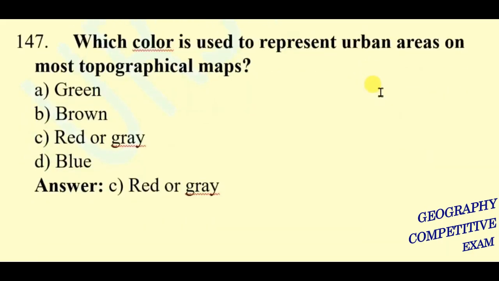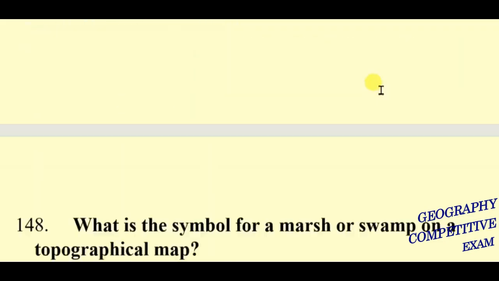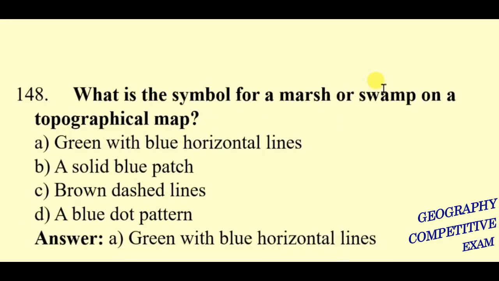Black box. Question 147. Which color is used to represent urban areas on most topographical maps? Green, brown, red or grey, blue? Here the right answer will be red or grey. Because green is for vegetation or forest, brown is for contours or elevation, and blue is for water bodies or rivers.